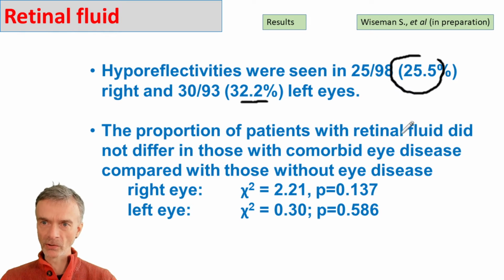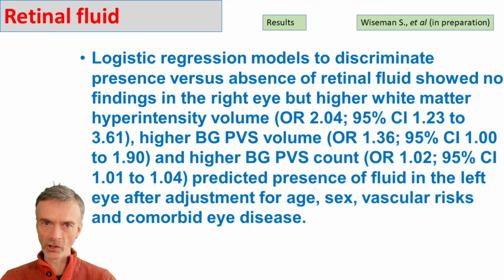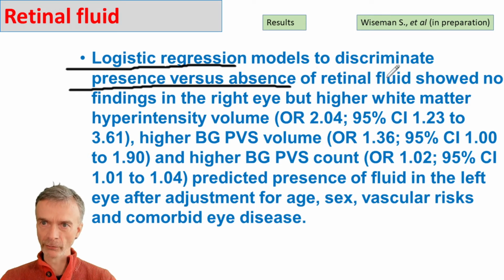And the proportion of patients with retinal fluid did not differ in those with comorbid eye disease compared to those without comorbid eye disease. And that was just a simple chi-squared test. But for further, more advanced analysis, we used logistic regression. This is a statistical technique that looks for a binary outcome, and by binary we just have either a 0 or 1, so presence or absence of retinal fluid.